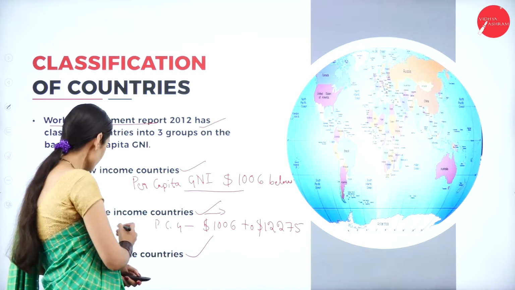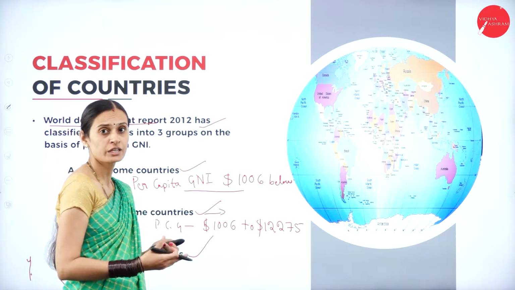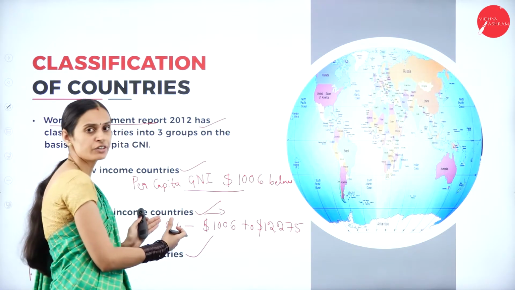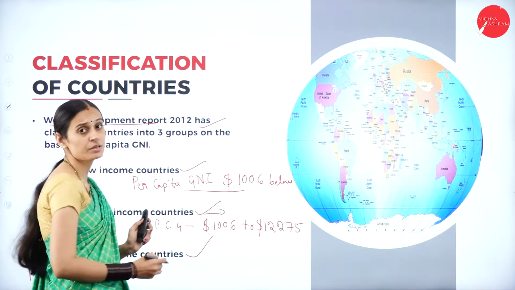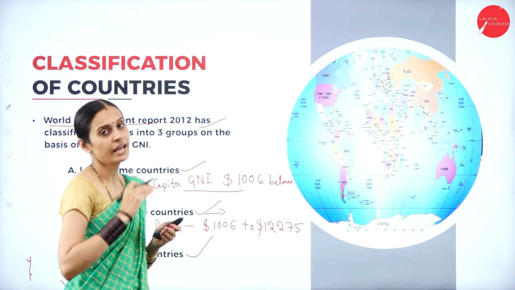So what are the examples of middle income countries? India, Thailand, Iran, Bolivia, Sri Lanka. Those types of countries are considered middle income countries. So this type of economy is called a developing economy.